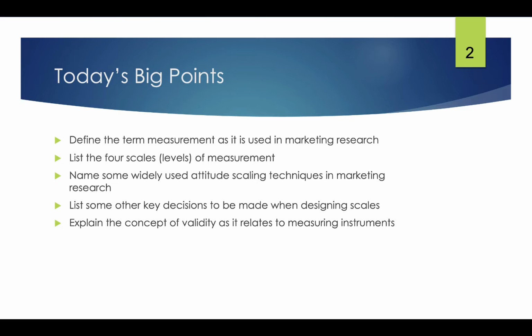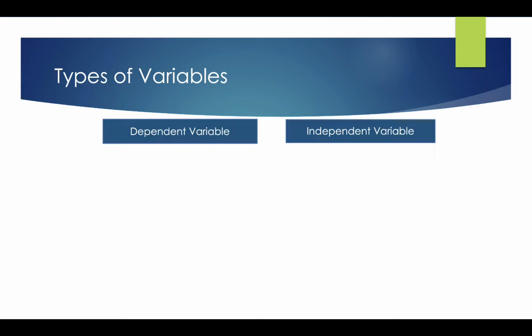I'm also going to give you a lot of examples of the various types of attitude scoring and other types of scales that are used in marketing today. I want you to think about the key decisions to be made in your research so that we design the scales to get you answers that are measurable and actionable. Then we're going to spend a little bit of time talking about validity.